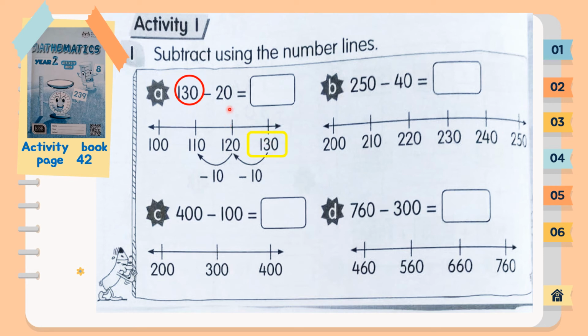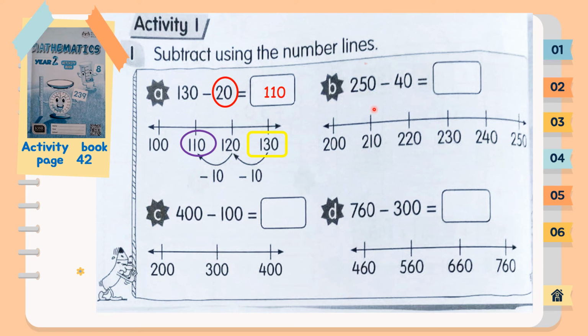Now we want to subtract 20. How many times will we subtract? Let's count the arrows. 1, 2. So we will subtract 2 times and every step we will count back in tens. Minus 10 means count back in tens. Now we got the answer 110.